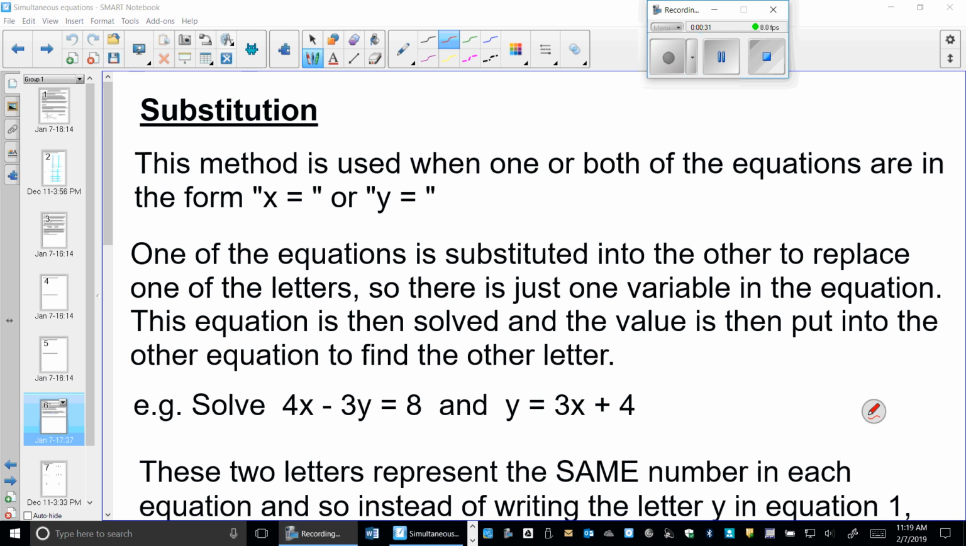Okay? This method is particularly useful when one or both of the equations have x equals something or y equals something. One of the equations is substituted into the other as a whole to replace one of the letters, and that means that by doing that we've just got the one variable. Because remember, we cannot solve the equation if there are two different variables. We can only solve it if there's one variable.